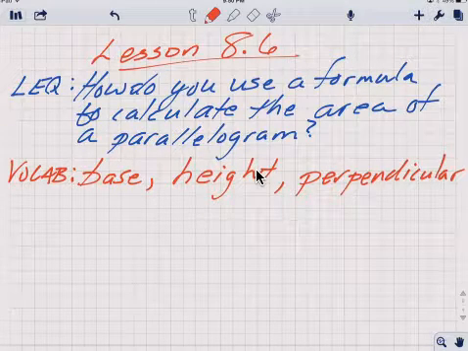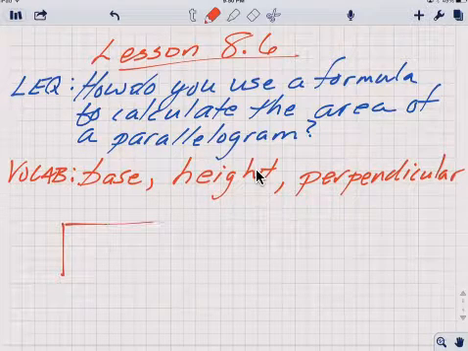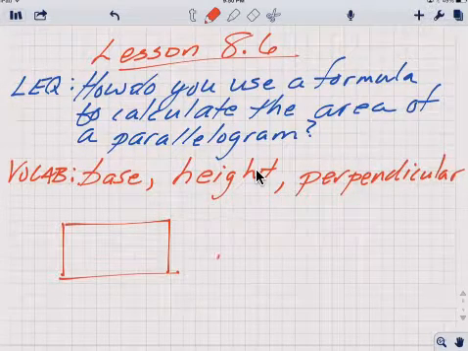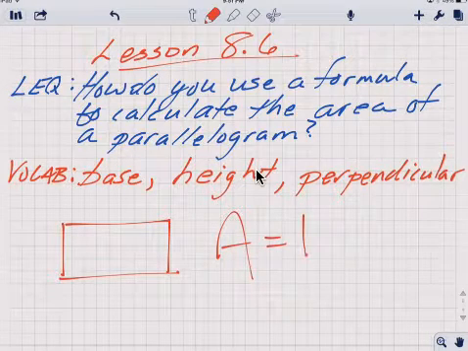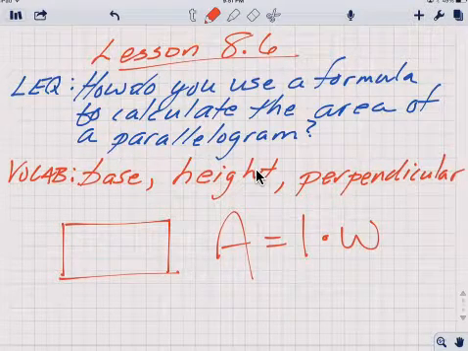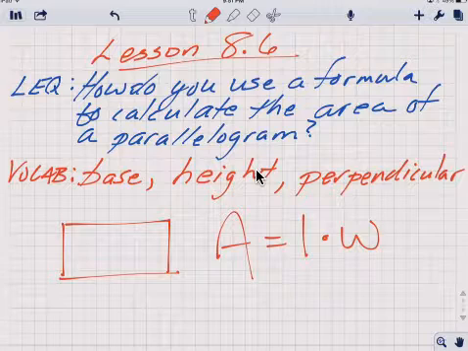Okay, boys and girls, today's lesson is 8.6. The essential question for today is how do you use a formula to calculate the area of a parallelogram? Now remember yesterday we did rectangles and we used the formula A equals L times W, L being length, width being W.